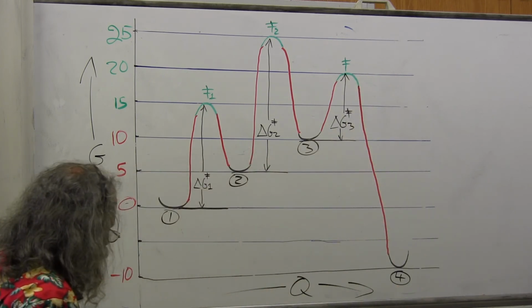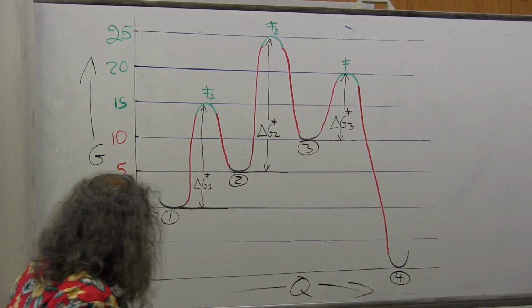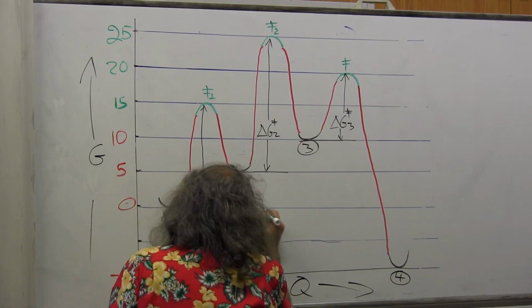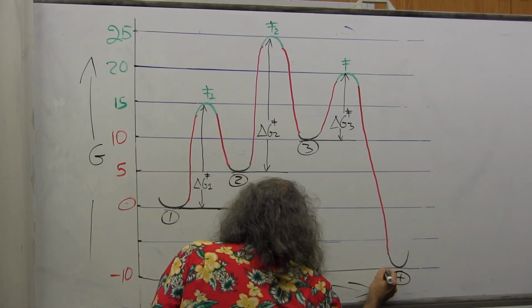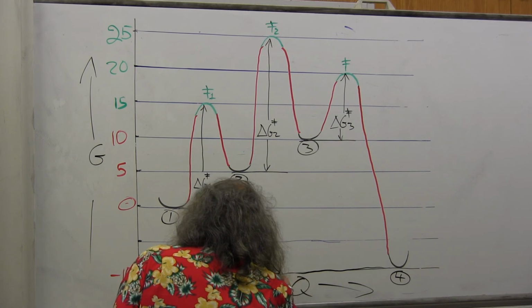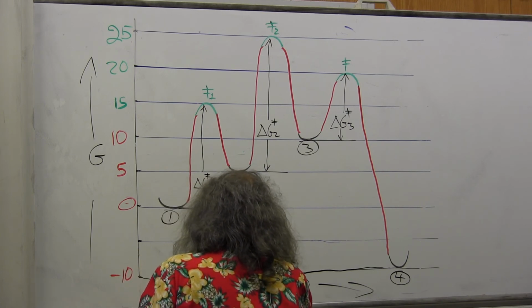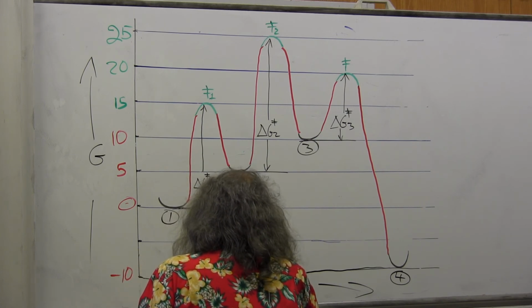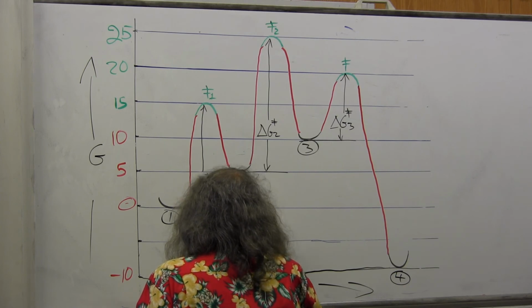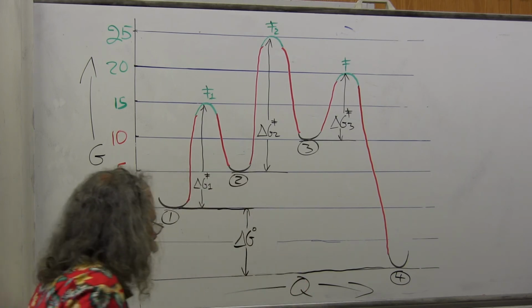So we've got all those features, and now the last thing you want to have, and I'm just going to extend this line, and I'll extend this line here, and this is delta G naught for the overall reaction.